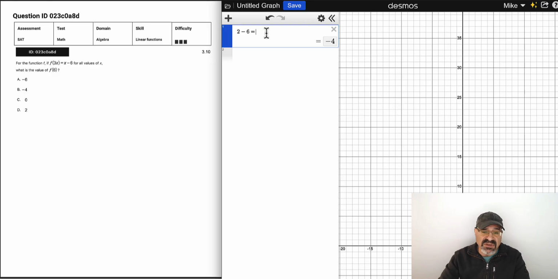So the secret to these types of functional relationship questions is whatever they give you in the question part, whatever's in the parentheses, has to be equal to whatever's in the parentheses in the function definition. So in this case, we knew that 3x must be equal to 6, therefore x is 2. Plug it in, 2 minus 6, and that's how you get the correct answer, which is -4.